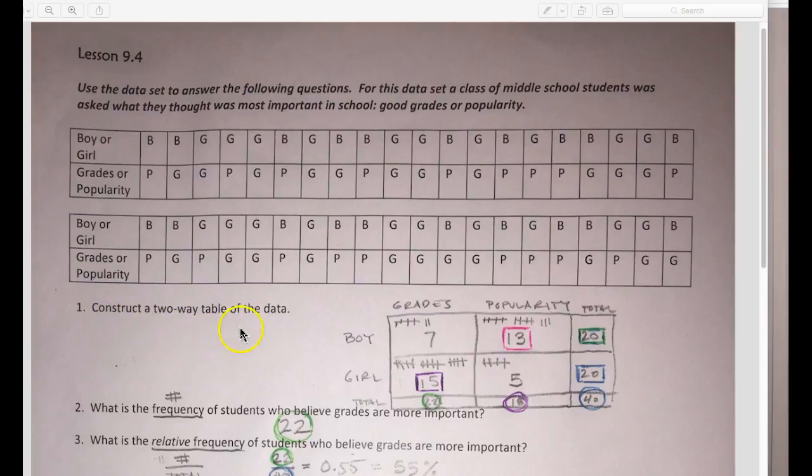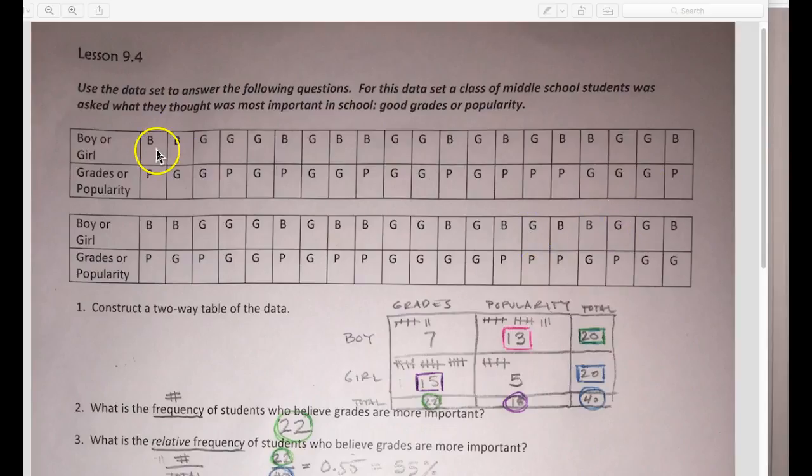The way we do that, just look at all these. This is how we set up our two-way table. It looks like we have a choice of boy or girl, and then grades or popularity. The reason this is two columns here is just because there are so many of them, they couldn't put them into one. So this is one boy who prefers popularity to grades, another boy who prefers grades, a girl who prefers grades. So this is just a bunch of these. I think there's 40 total.